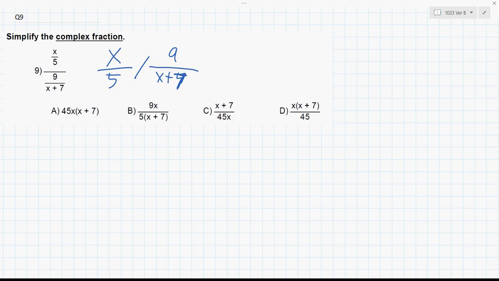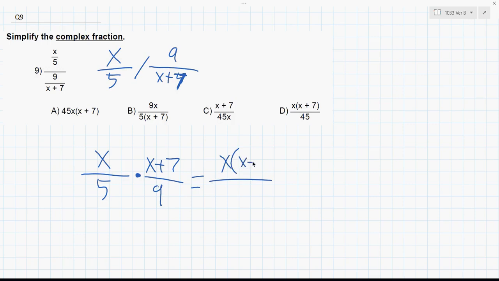Can anyone remember how we divide fractions? That's right, we actually cross multiply. So what we'll do is we'll flip the second one and we'll multiply them together. So we end up with x divided by 5 times x plus 7 over 9. And that will equal x times x plus 7 over 9 times 5, which is 45.